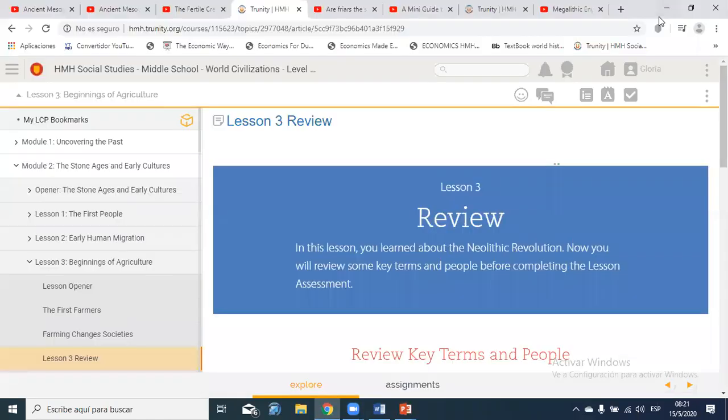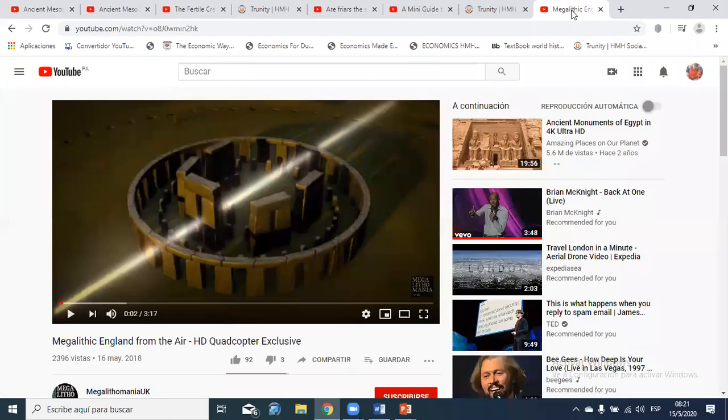I have a video of this place, the megalith. Remember, they really don't know if they created this as a religious place where they had to hold some religious ceremony, or if they used it for something else. What's the purpose of this structure? Okay, now this is a video that I found over here, Megalith, England, from the air. Okay, let's watch it, guys.